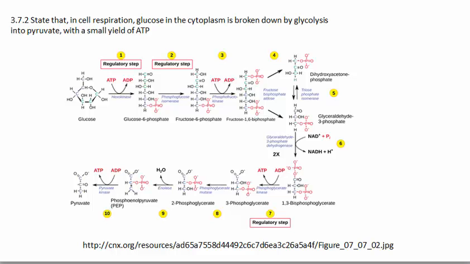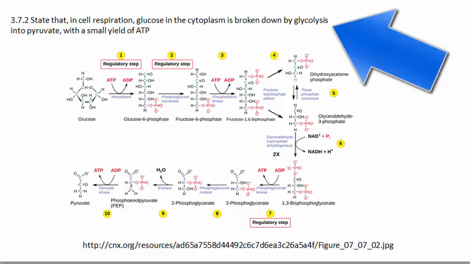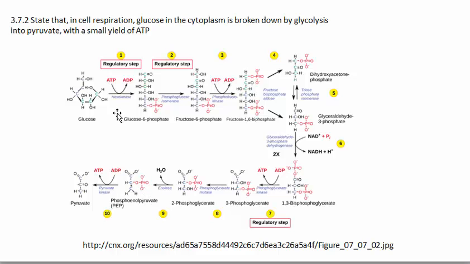So the first step of respiration is glycolysis. And it's a 10-step process with 10 different enzymes. But we're not going to talk about it in such detail because you don't need to know it at that level. Let's read the assessment statement. 3.7.2 states that in cell respiration, glucose in the cytoplasm is broken down by glycolysis into pyruvate with a small yield of ATP. So the key to knowing this is that this is happening in the cytoplasm of the cell.